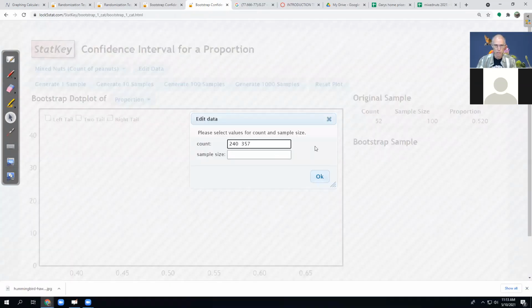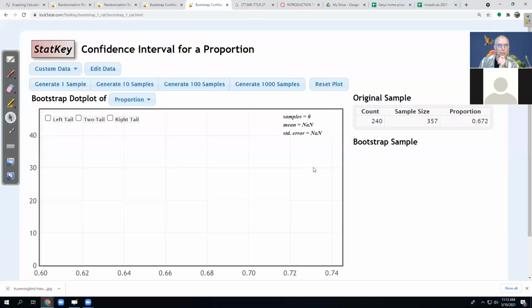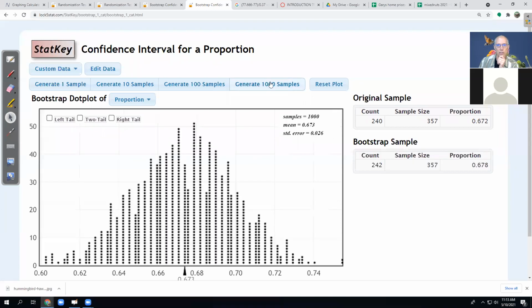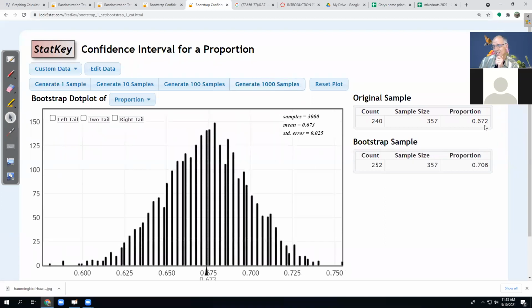And my data had 240, the number of peanuts in my sample, and 357 was the total number of whole nuts to the best of my ability to estimate that. And if I generate sampling, so that was about 67% of the nuts were peanuts. That seems far from 50 to me. Let's see.